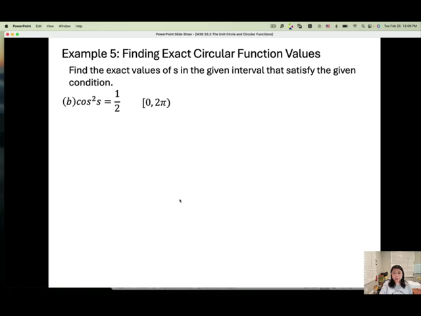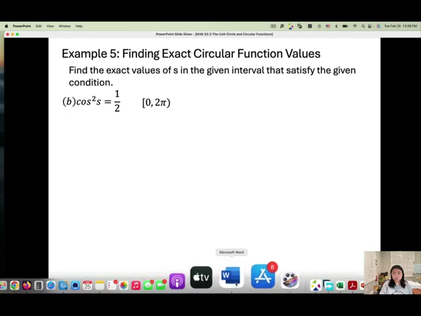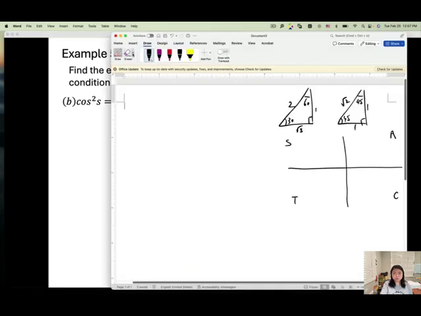B, cosine squared S equal to 1/2. And this time, that will be from 0 to 2 pi. Okay, let's do it together. Cosine squared S equal to 1/2, from 0 to 2 pi. It means you're going to take all the quadrants. So we have cosine squared S. We're going to take the square root of both sides. Once you take the square root, you have the plus minus.